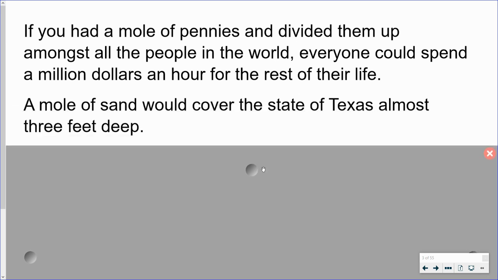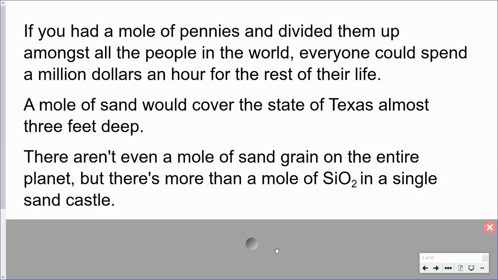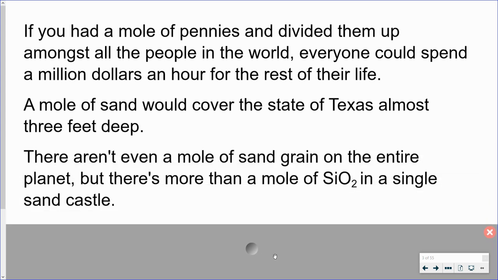Again, a mole is a lot. A mole of sand would cover the state of Texas almost 3 feet deep. But you couldn't do it because there's not even a mole of sand on Earth. But there's more than a mole of silicon dioxide, the molecule that makes up a grain of sand in a single sand castle.